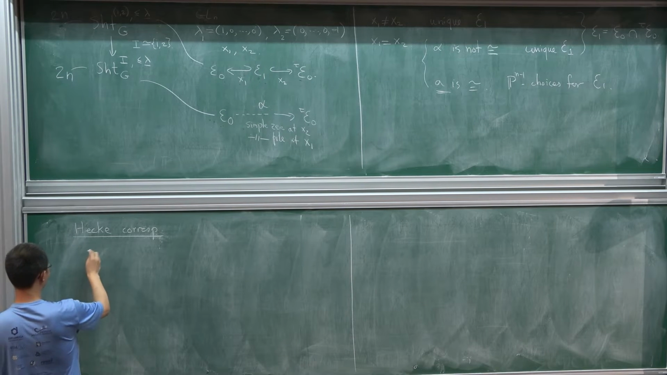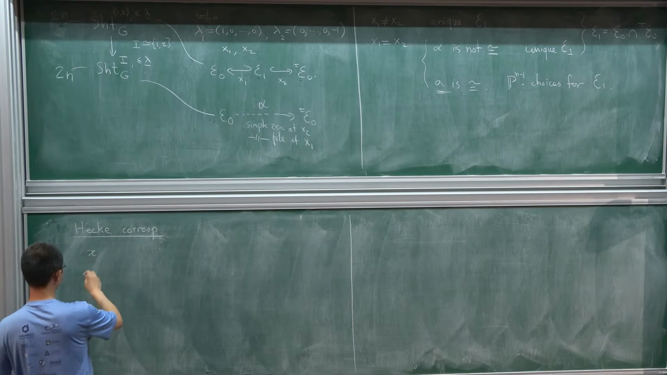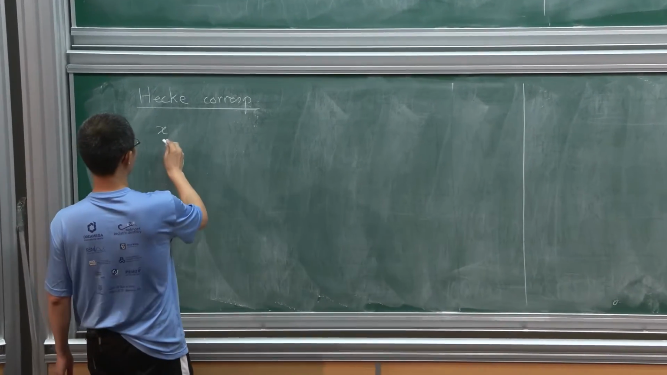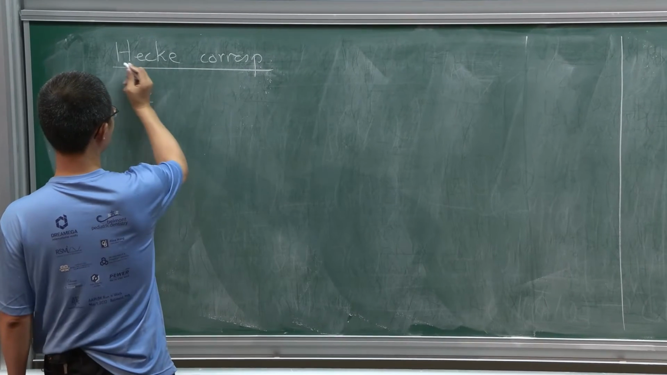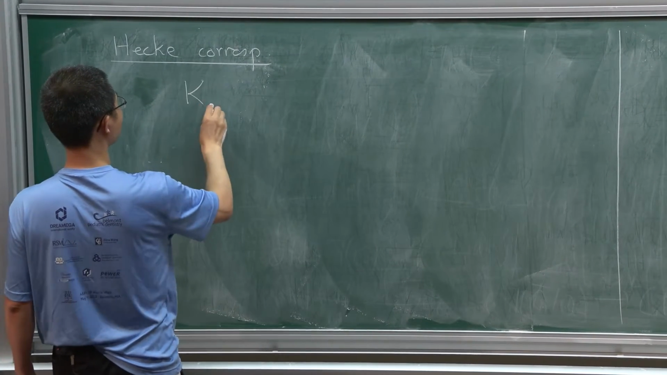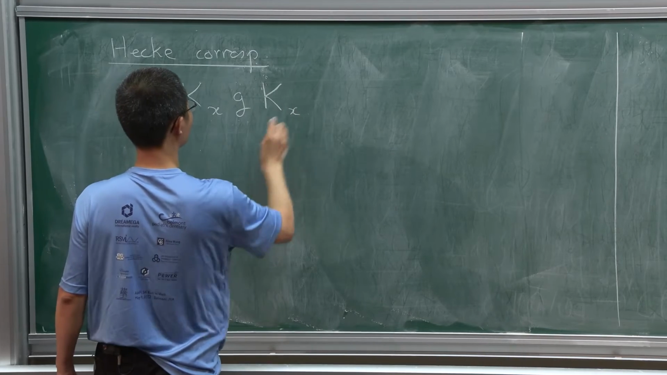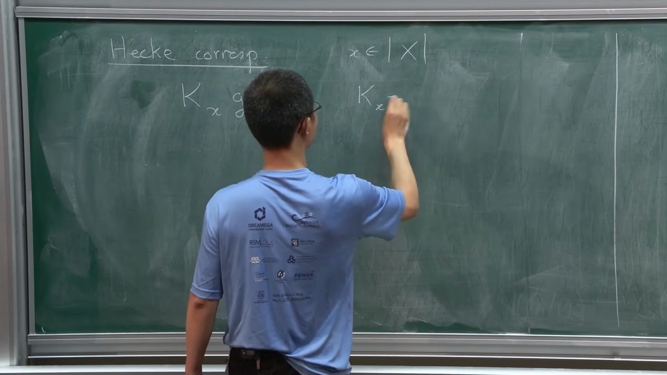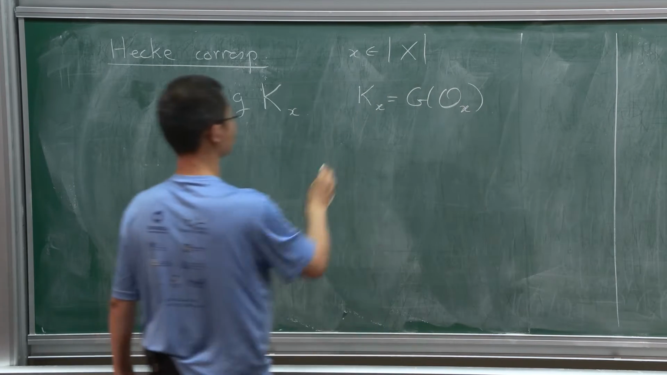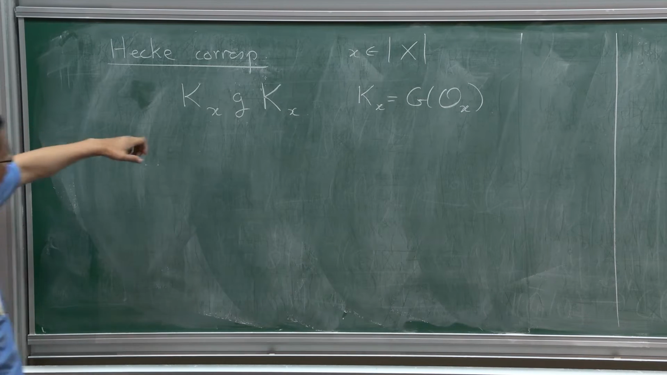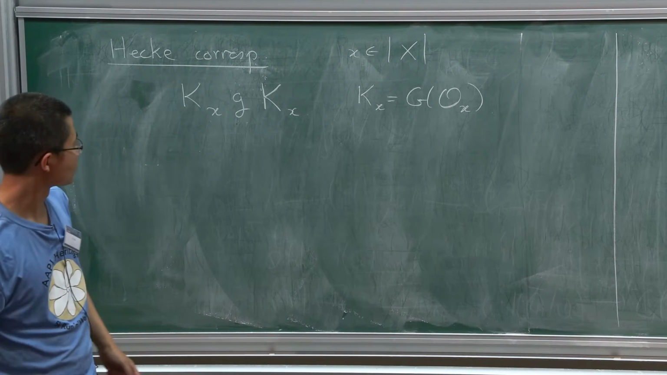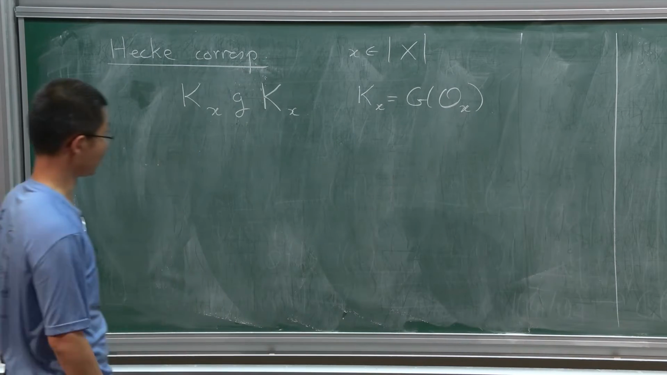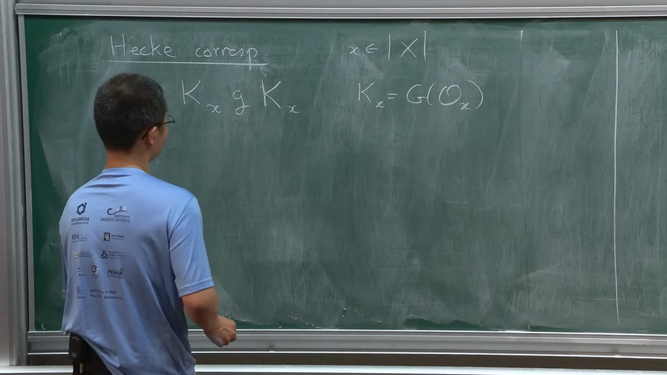Now, so the setup, let's say we are, again, we don't start with a level structure, but we want to do Hecke correspondence according to a double coset, so some place x, and K_x is G(O_x). Okay, so the Hecke correspondences, as in the classical case, are parameterized by double cosets of G(F_x) under G(O_x). Okay.